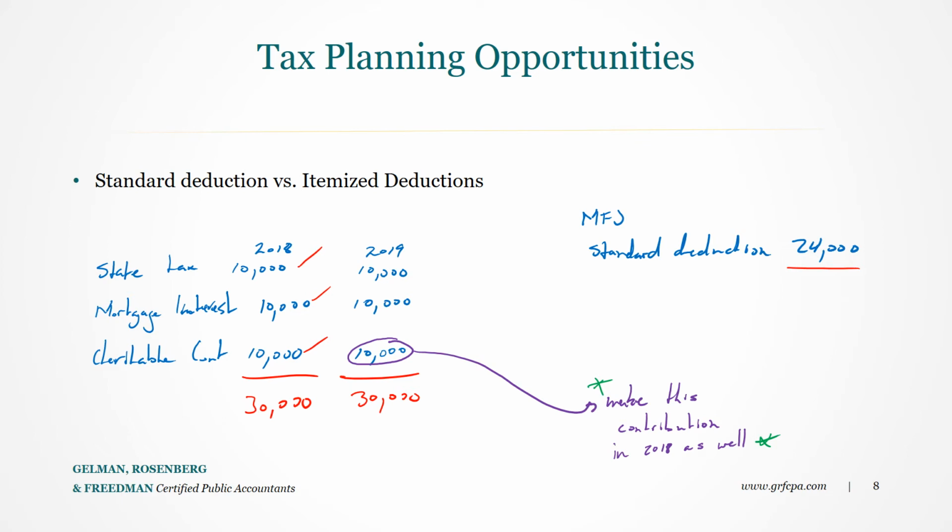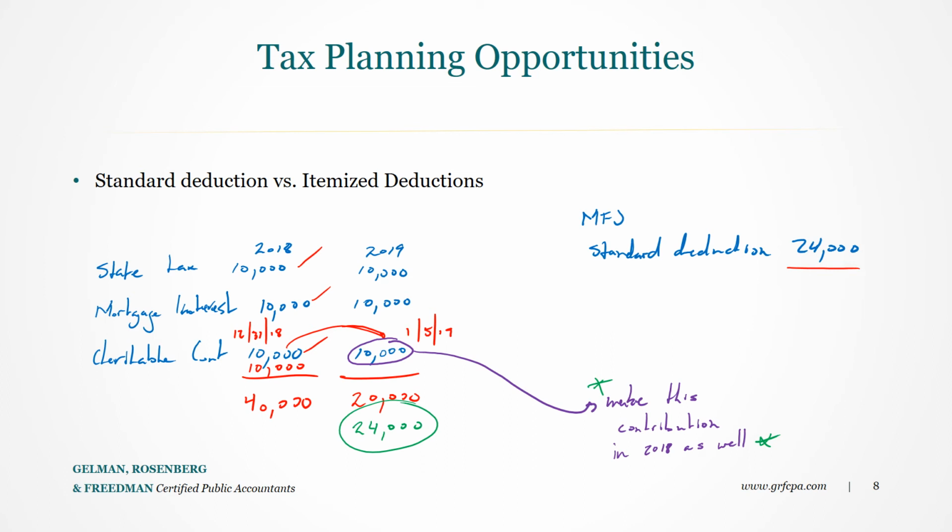What if instead of doing these two charitable contributions in 2 different years, say you're making this contribution at 12/31/18 and you're making this one at 1/5/19, well, why don't you just make this one over here? So you have $40,000 of itemized deductions in year 2018, 20,000 in 2019. In 2019, because your itemized deductions are lower than your standard deduction by $4,000, you're getting an extra $4,000 benefit in 2019.